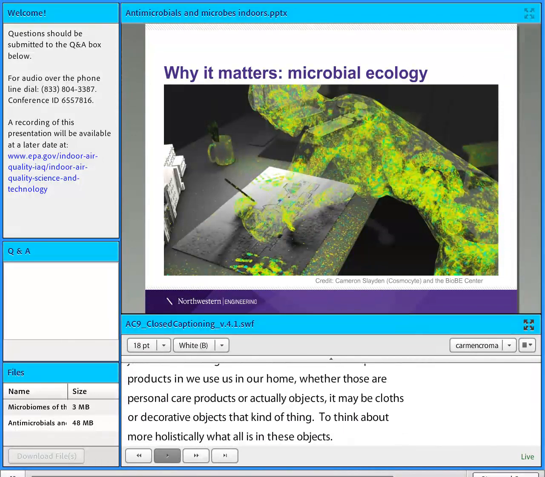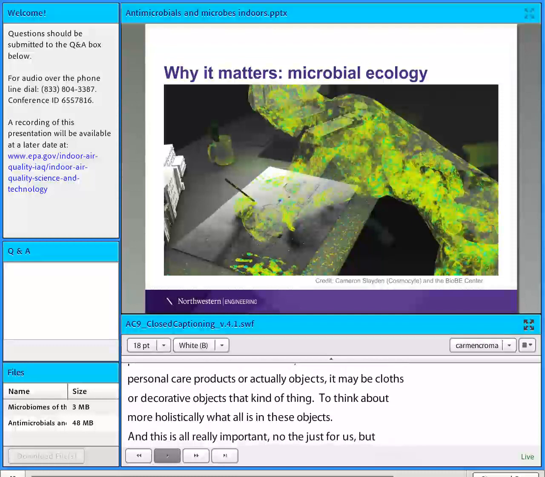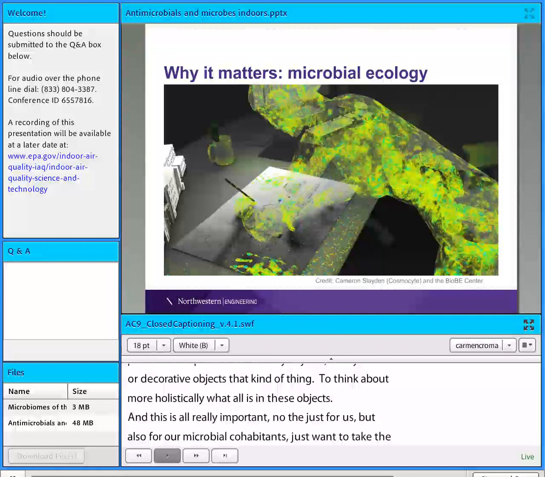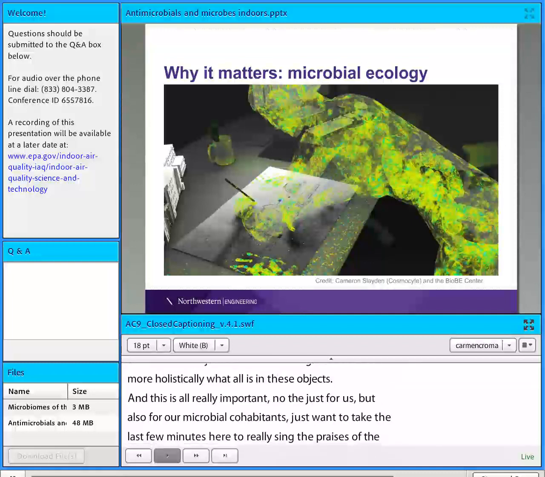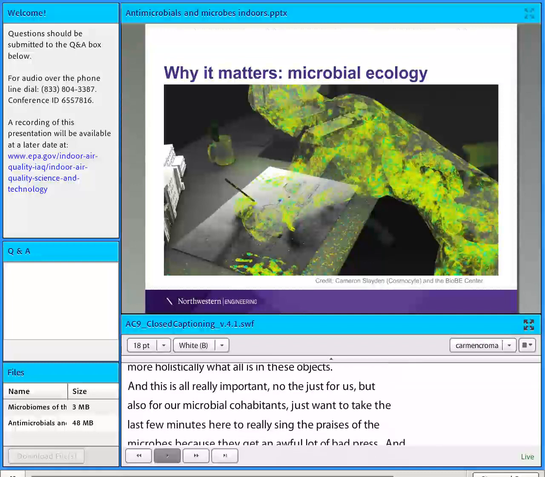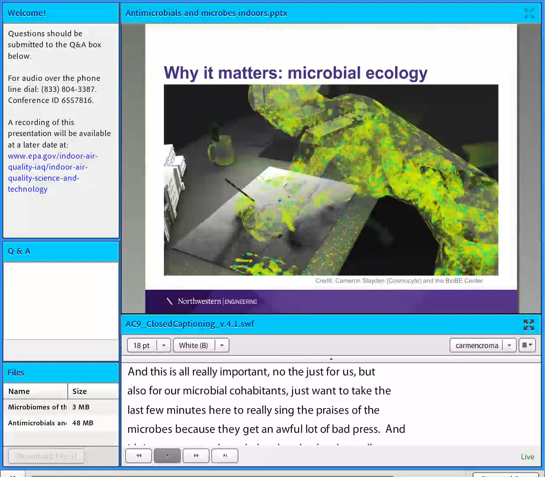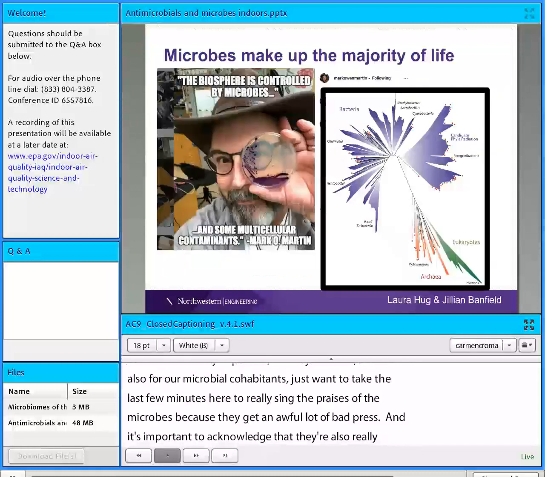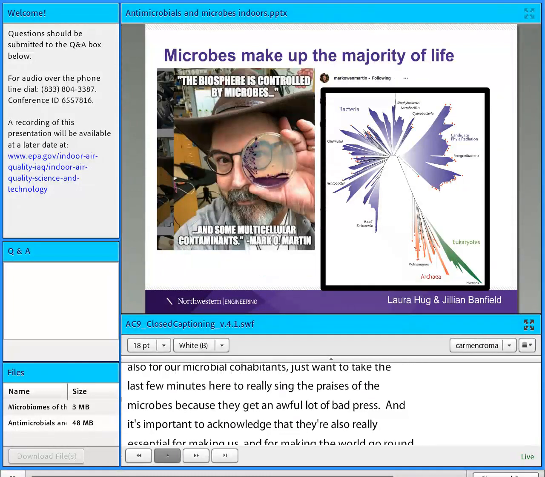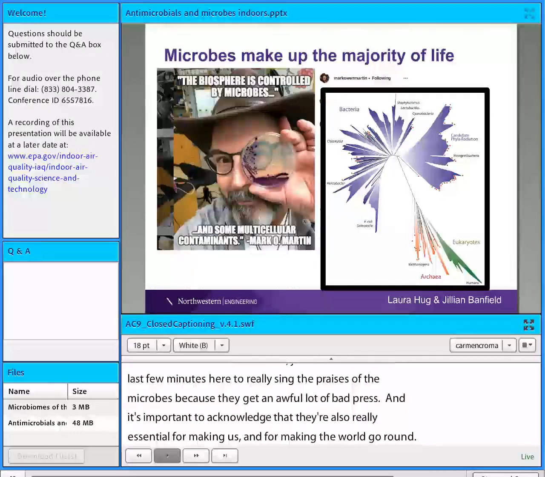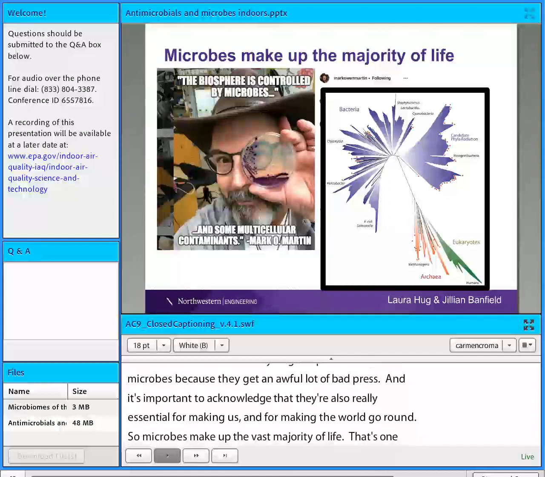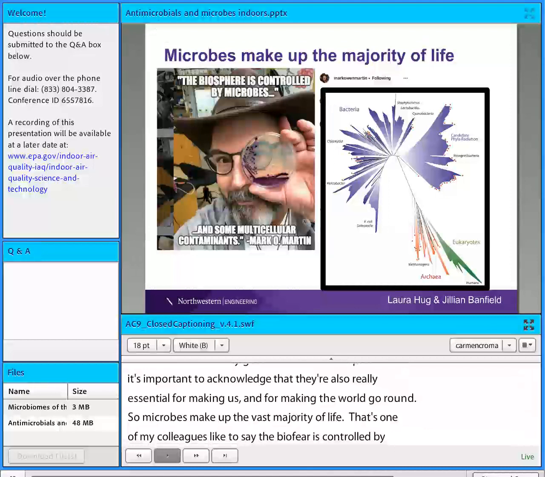And this is all really important, not just for us, but also for our microbial cohabitants. So I just want to take the last few minutes here to really sing the praises of the microbes, because they get an awful lot of bad press, and it's important to acknowledge that they're also really essential for making us and for making the world go round. Microbes make up the vast majority of life. As one of my colleagues likes to say, the biosphere is controlled by microbes and some multicellular contaminants.